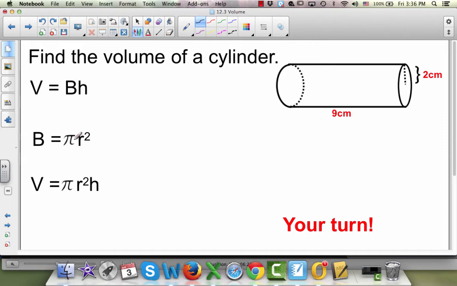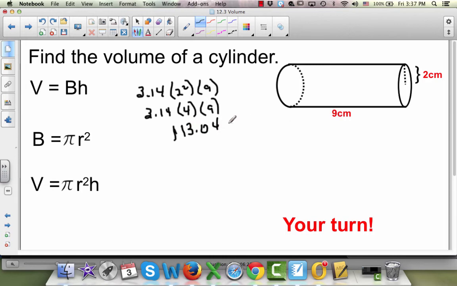Okay, so we have base times height. The base is pi r squared because we're getting the area of a circle. So it's going to be pi r squared h. So we come over here. Pi is 3.14. The radius is 2, so it'll be 2 squared. And then you've got a height of 9. So that will be 3.14 times 4 times 9, which gives us a total of 113.04. And this is centimeters cubed. I bet you got that, didn't you?